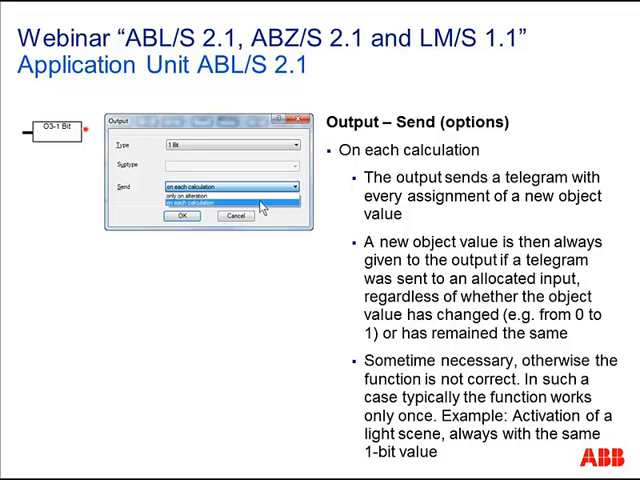This is very important because later when we call a scene, for example, I will show you an example, every time we send the same scene value, scene number 5, scene number 5, scene number 5, we have to select this option, on each calculation. So keep in mind, when you build your own logic and it works only one time, please check this parameter. Maybe this is the failure because you have not selected on each calculation.